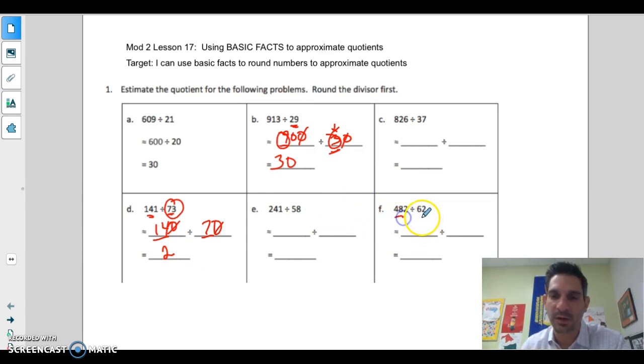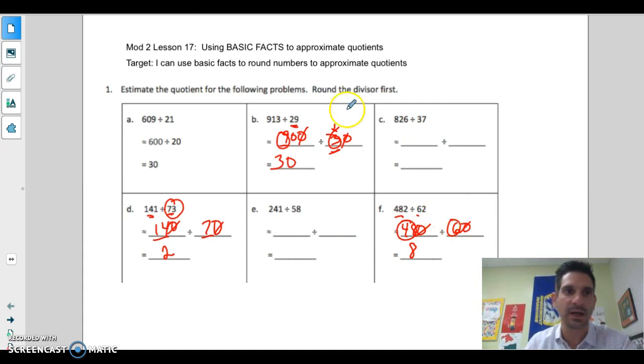Look at this one. I look at those first two digits, 48, and I have 6. Oh, I know that. I'm going to round this to 60. I'm going to round this to 480 because 48 divided by 6 is 8, divided by 10, divided by 10. Okay. Let's do another one.